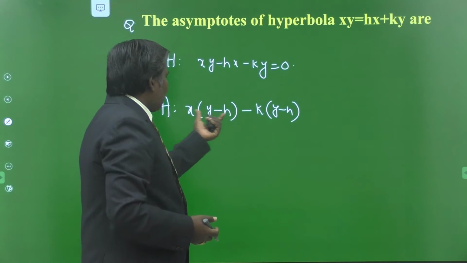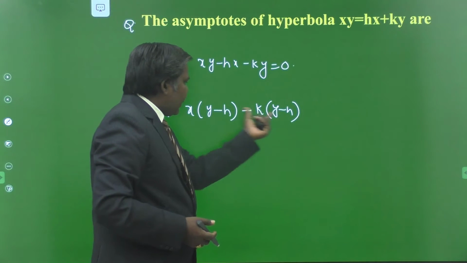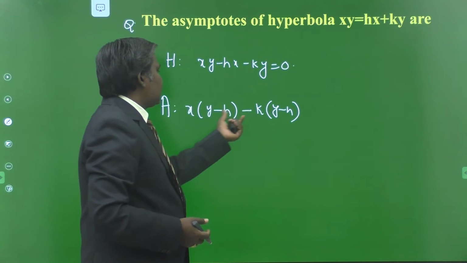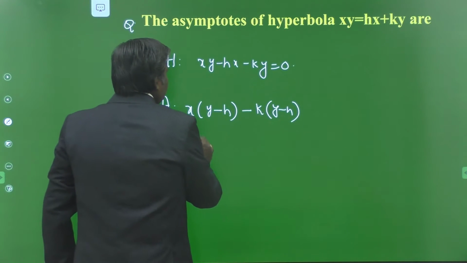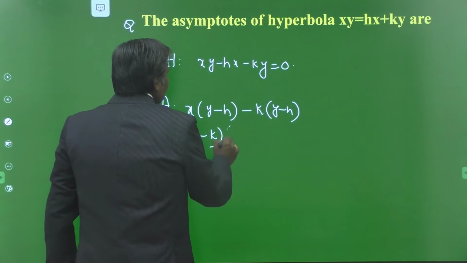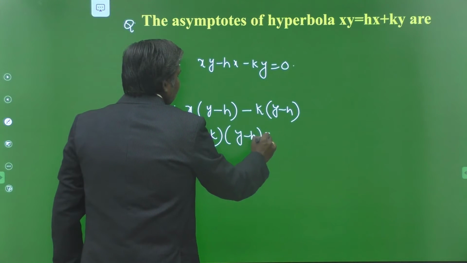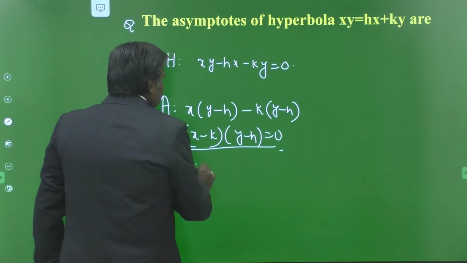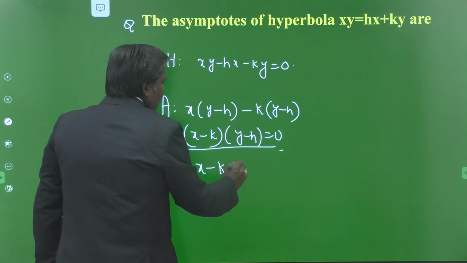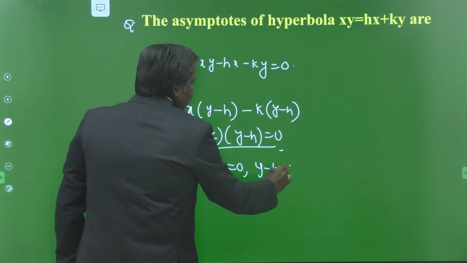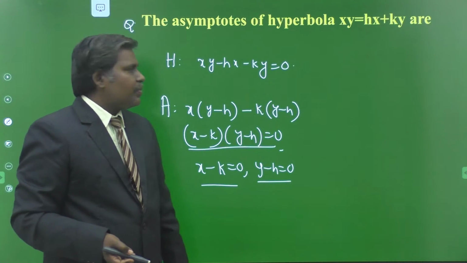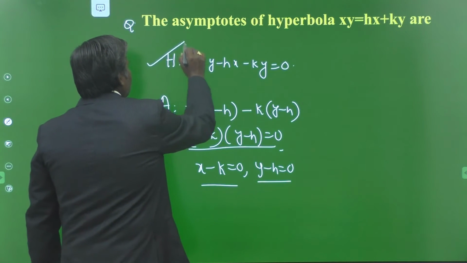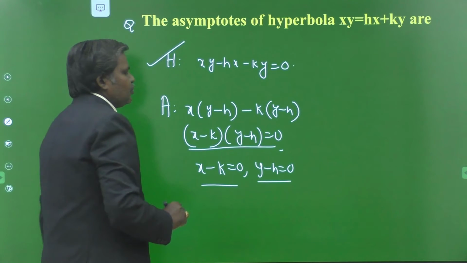This is the hyperbola. Now if you write in this manner, this can be expressed as a product of two linear factors. Therefore, we can take the asymptotes as (x minus k) into (y minus h) is equal to 0. That's all. These are the asymptotes: x minus k equal to 0, y minus h is equal to 0. These are the equations of the asymptotes of the hyperbola. Just by looking at the equation of the hyperbola itself, we can crack the asymptotes.